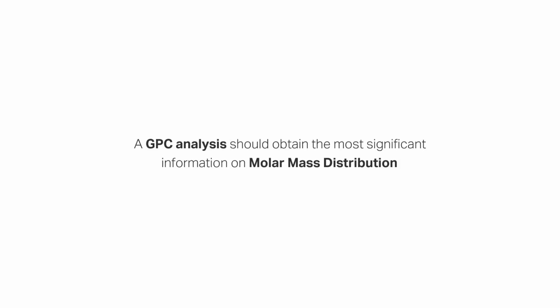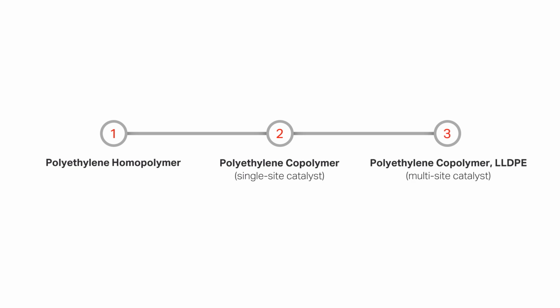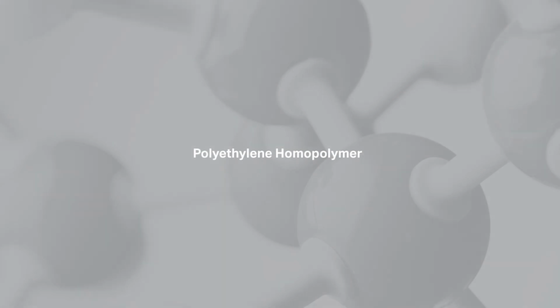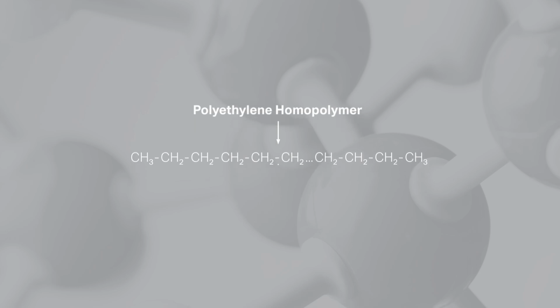A GPC analysis should obtain the most significant information on molar mass distribution. Let's take a look at 3 different resins. We will start with the simplest structure, polyethylene homopolymer. Determining the molar mass distribution of this polyethylene resin as represented here is very simple. Any high-temperature GPC with a concentration detector will provide the molar mass distribution of these types of resins.